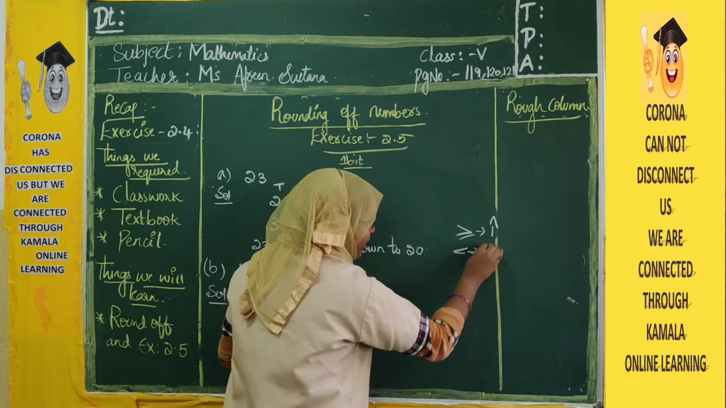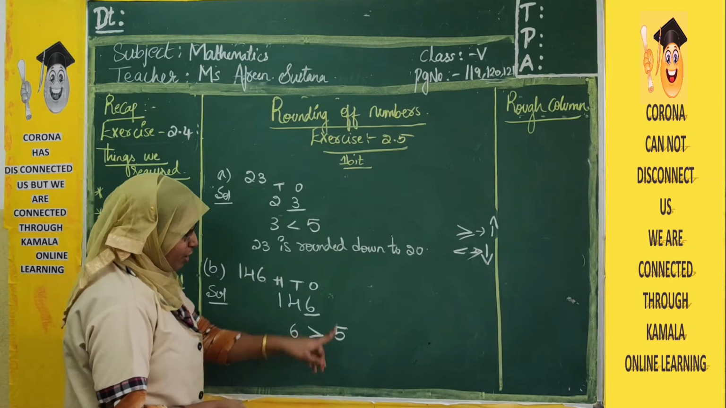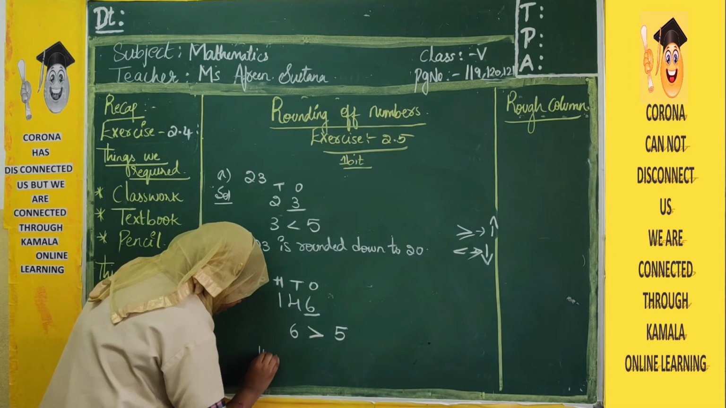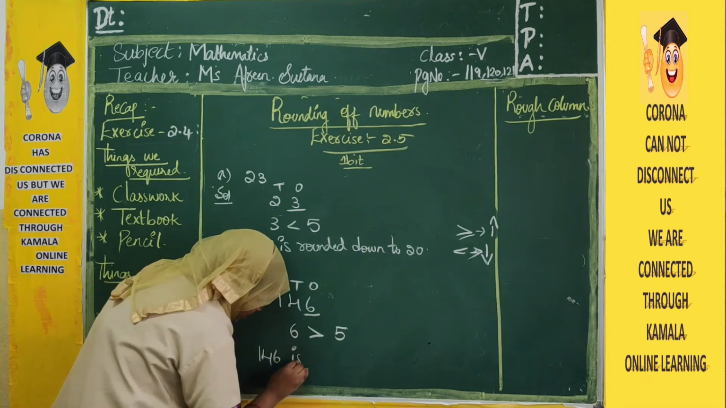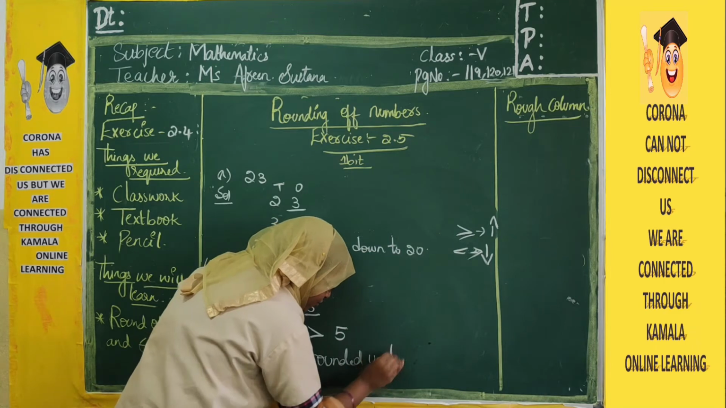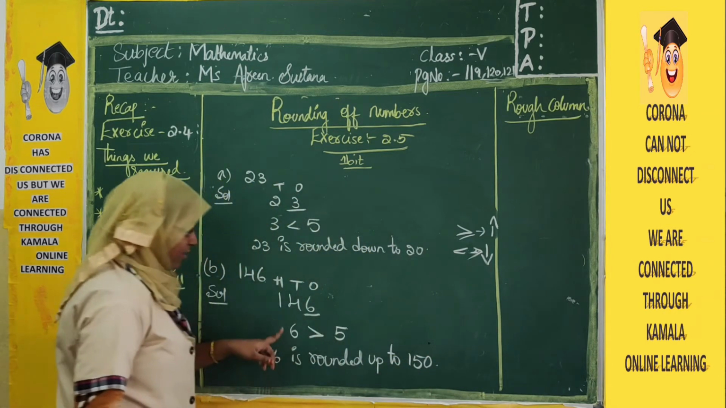Less than means rounded down. So this is greater than, rounded up. 146 is rounded to 150. 146 is rounded up to 150.